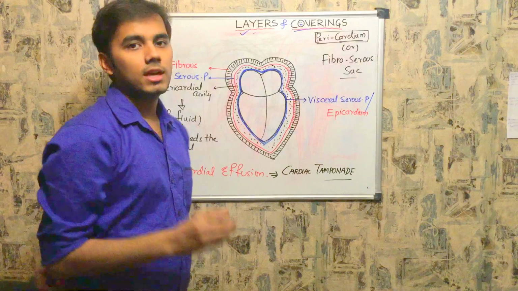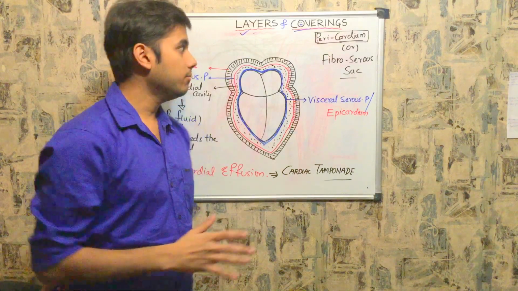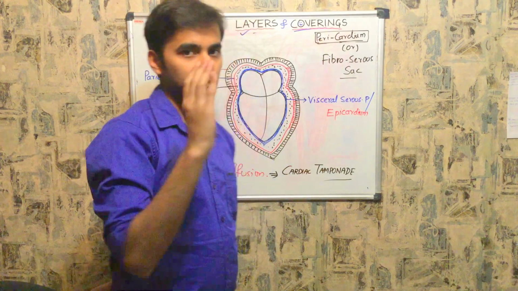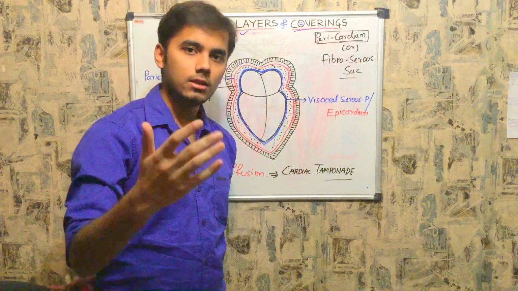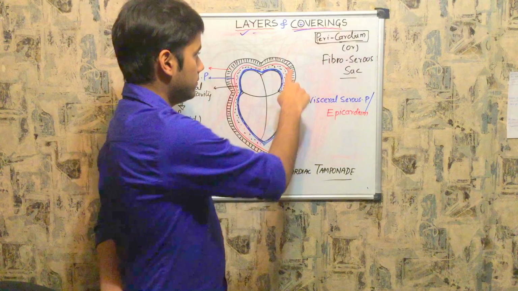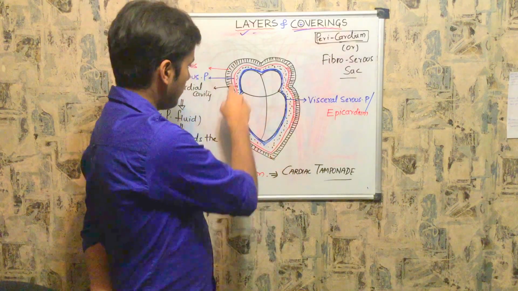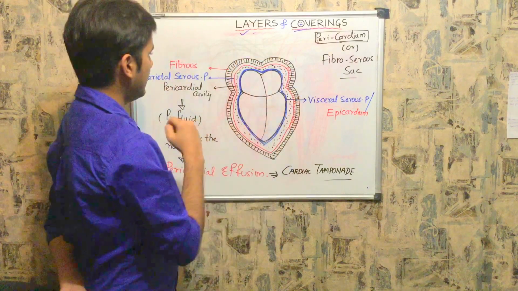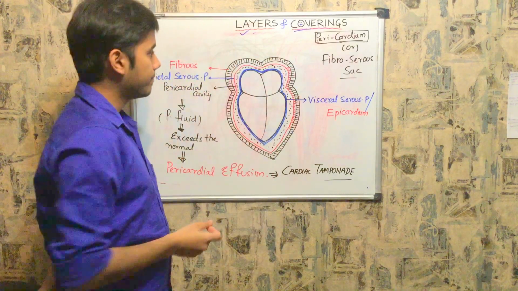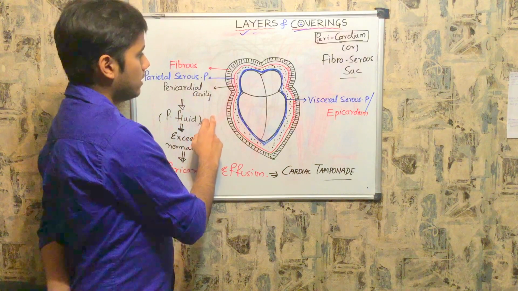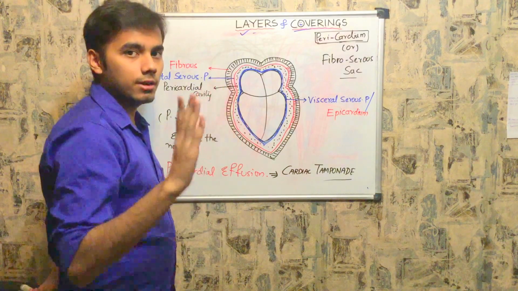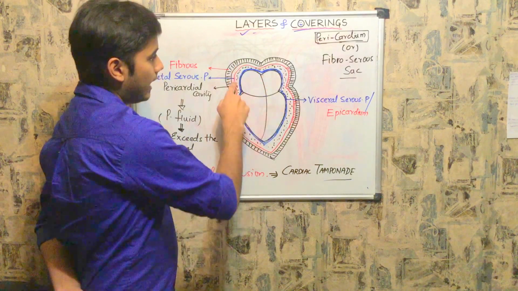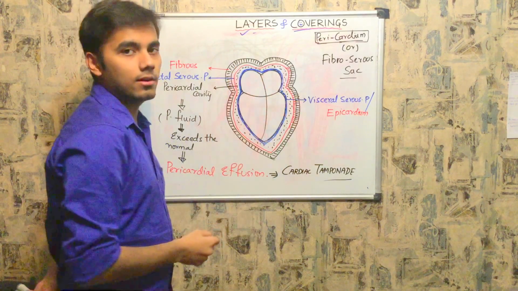Coming to the coverings of the heart, it is called the pericardium, or simply the fibroserous sac, because it has an outer fibrous part and an inner serous part. This thick layer you call the fibrous part. Beneath the fibrous part you have the serous part, which is in turn divided into two: the outer parietal, this red one, and this blue one, the inner visceral.